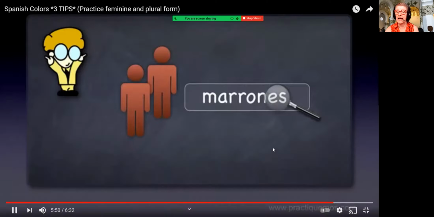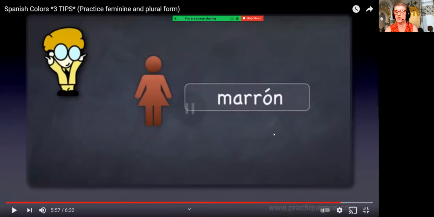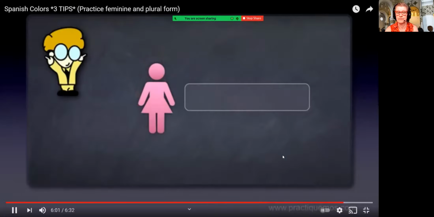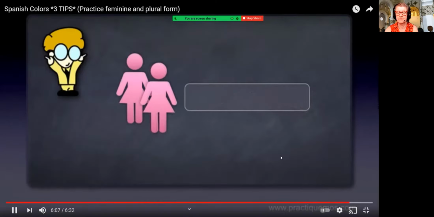Marrones. Brown. And in the Mexican dialect of Spanish, people will not use the word marrones. They would use cafes, C-A-F-E-S. That's just the word they tend to favor in Mexico. Marrón. Marrón does not end in O, so it's also the same exact word for feminine. I don't have to change it. Rosada. Pink. Talk about a feminine thing. Rosadas. Pink, talking about plural feminine things.